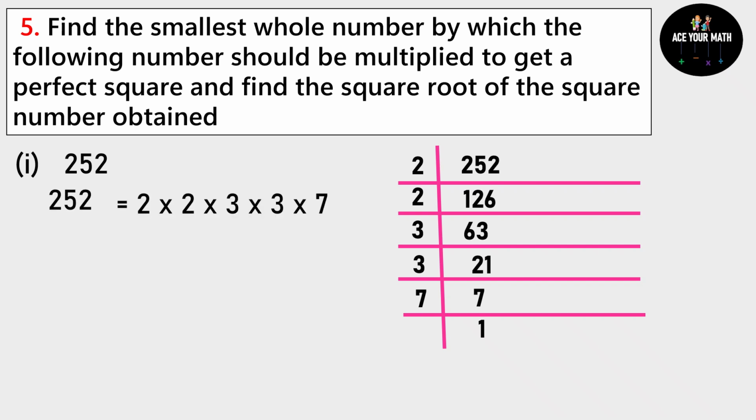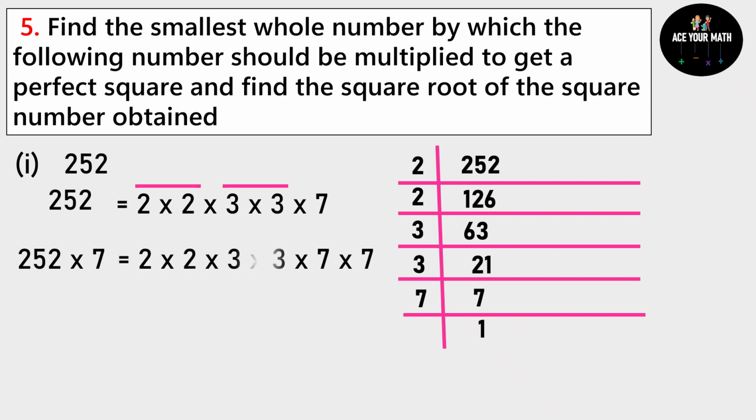Now what is the next step? Since we are trying to find square root, we will form squares of numbers. Pairing of numbers we will do. Now 2 and 2 forms a pair and 3 and 3 forms a pair. Now if you see, 7 is alone here. In the question it is being asked to find the smallest whole number by which the number should be multiplied to get a perfect square. So if I multiply this number by 7, the 7 will also become a pair. So we will multiply this whole thing by 7. On the left hand side, first multiply 252 by 7, and on the right hand side, you will again multiply it by 7. What will this do? This will form a pair of 7.